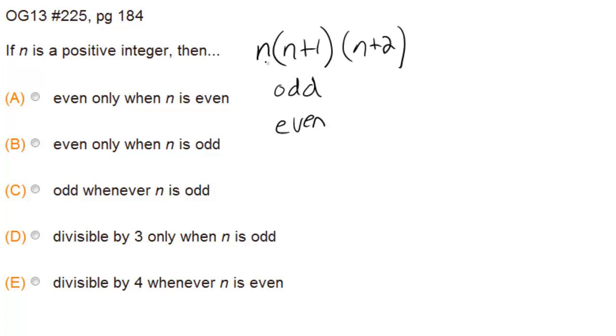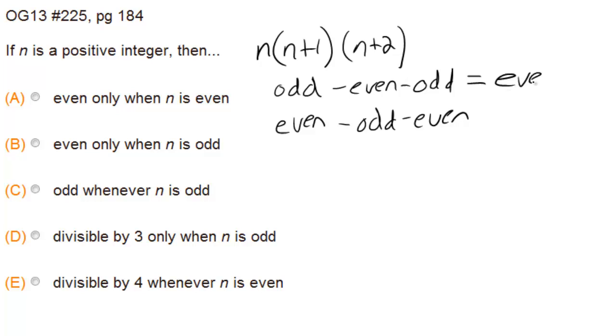So if the first one is odd, then the next one must be even. If you add one to it, it's even. Then if you add another one to that, then it becomes odd. The other possibility is you start off with even, then you get odd, even. Now, what's the result? Odd number, like 3 times 4 times 5, that's always even. Even times odd times even, that's also always even. So no matter what, you always end up with an even number.